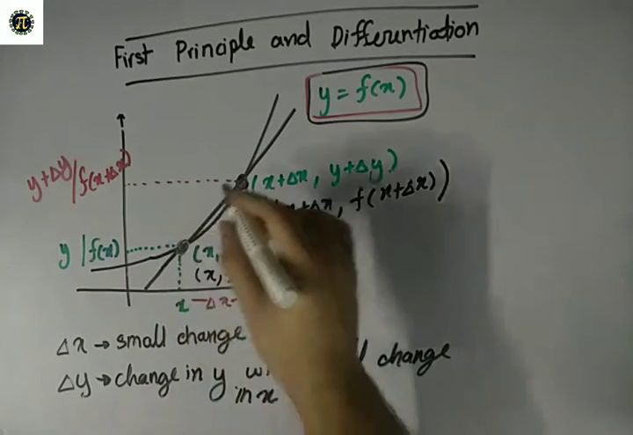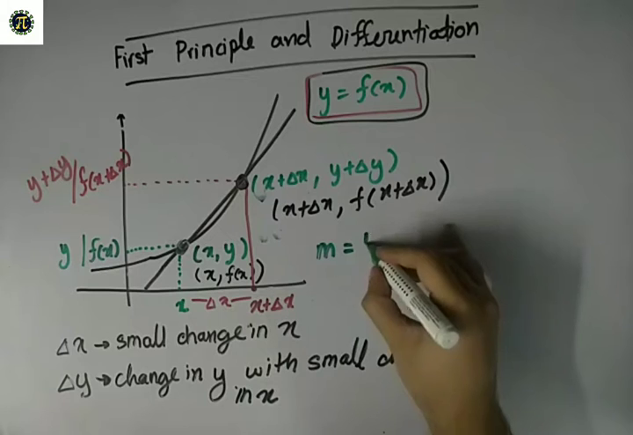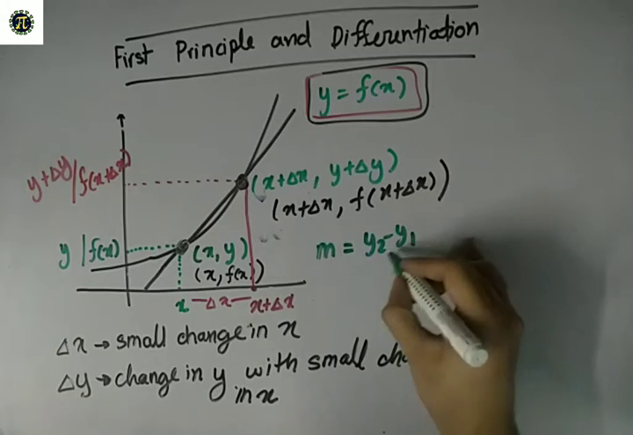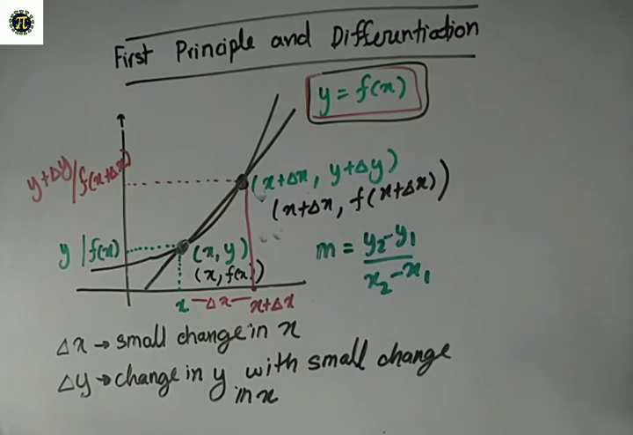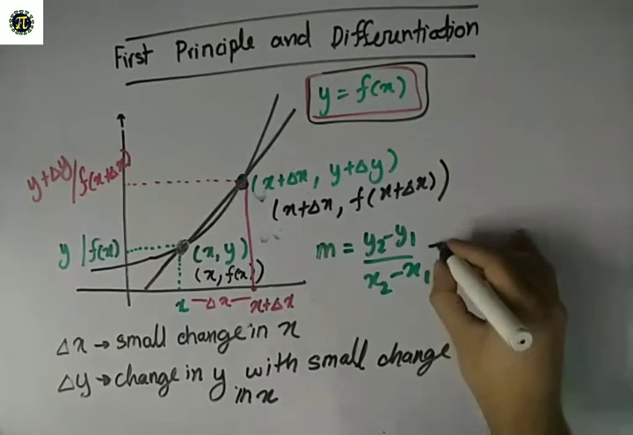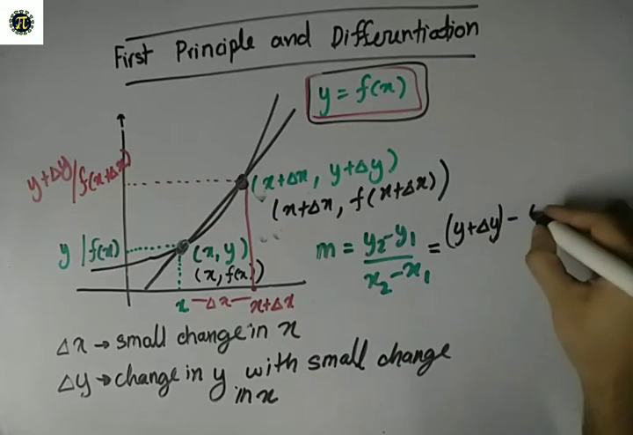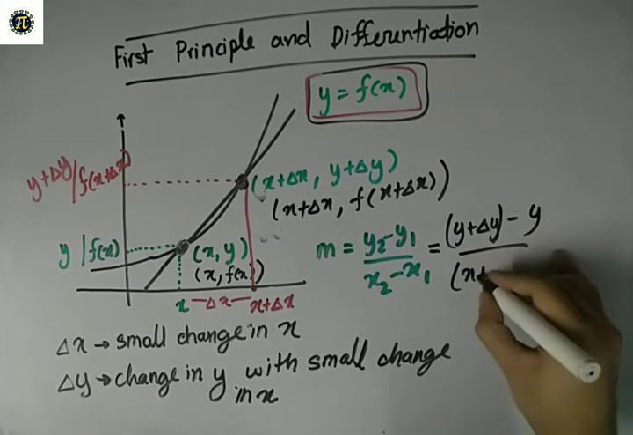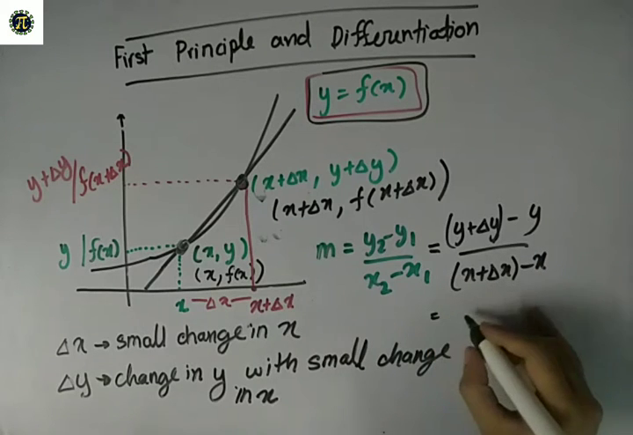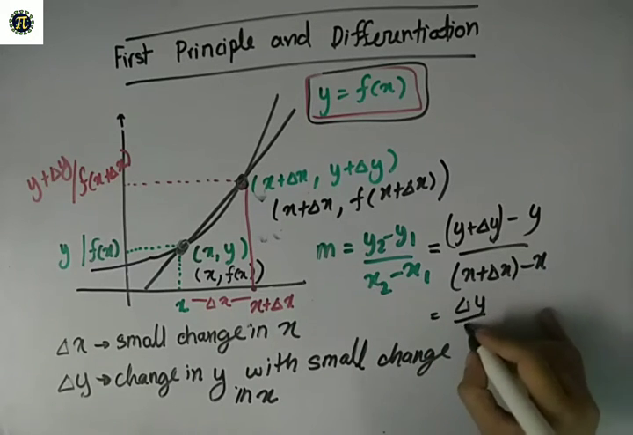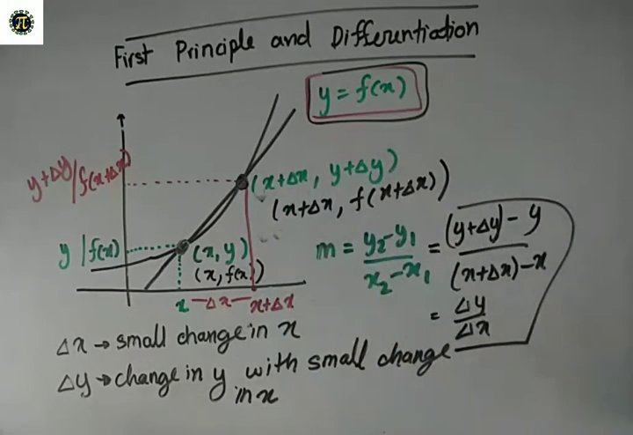So the slope of this line, as we can see, is y2 minus y1 by x2 minus x1, using the definition from the last lecture, and that comes out to be y plus delta y minus y upon x plus delta x minus x. So that is delta y by delta x. That is one way to write it. Or I can use the alternate definition.